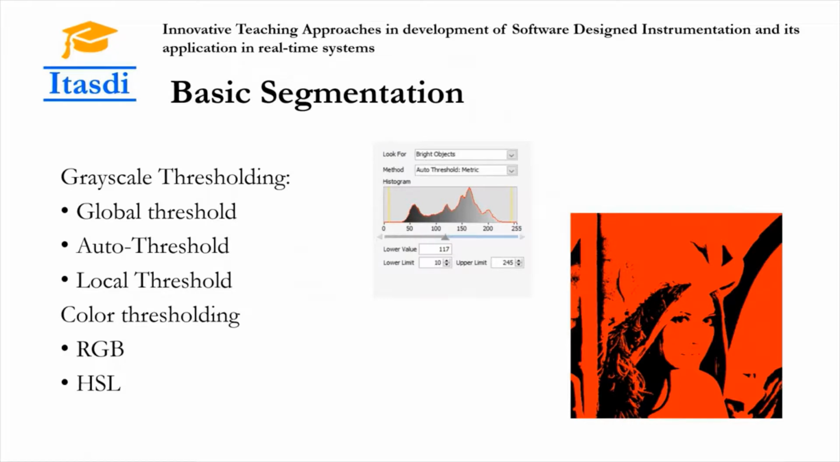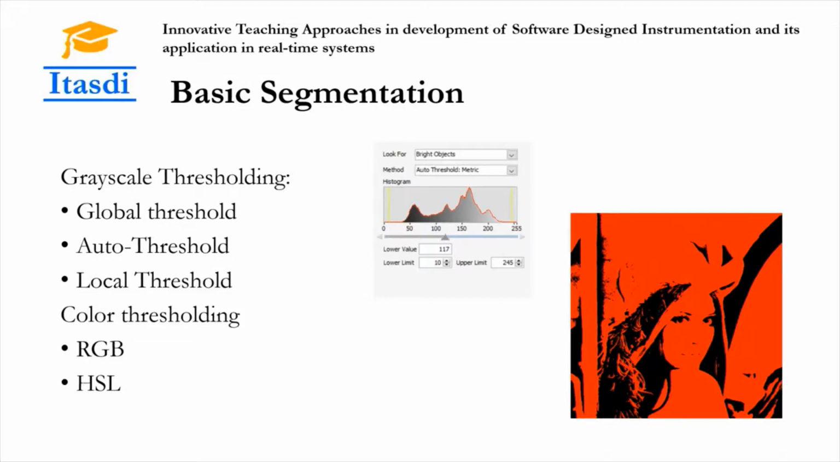Now we will move on to the basic segmentation techniques. The simplest segmentation technique is called thresholding. In thresholding, a range of pixel values is defined for an image. If pixels have a value that is inside the defined range, they are given a new value of 1. If they have a value that is outside the range, they are given a new value of 0. Thus, thresholding results in a binary image.